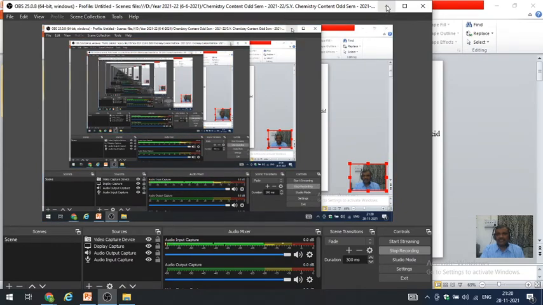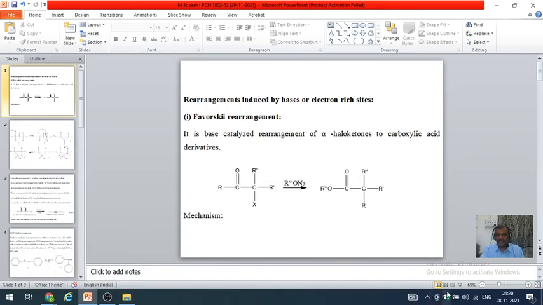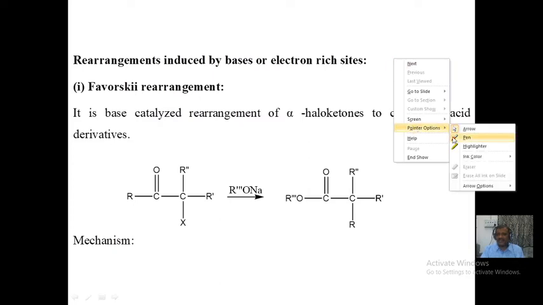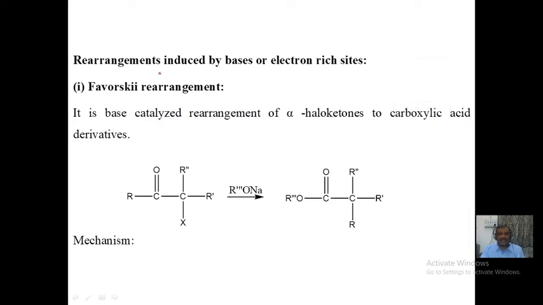Today we will see two important rearrangements with one homework problem that we will see during the course of our discussion. The first one is the Favorskii rearrangement, friends. What is the identity of this rearrangement? It is a rearrangement induced by a base or electron-rich species, right? We know that organic bases have more electron density and are ready to donate electrons, friends, right?